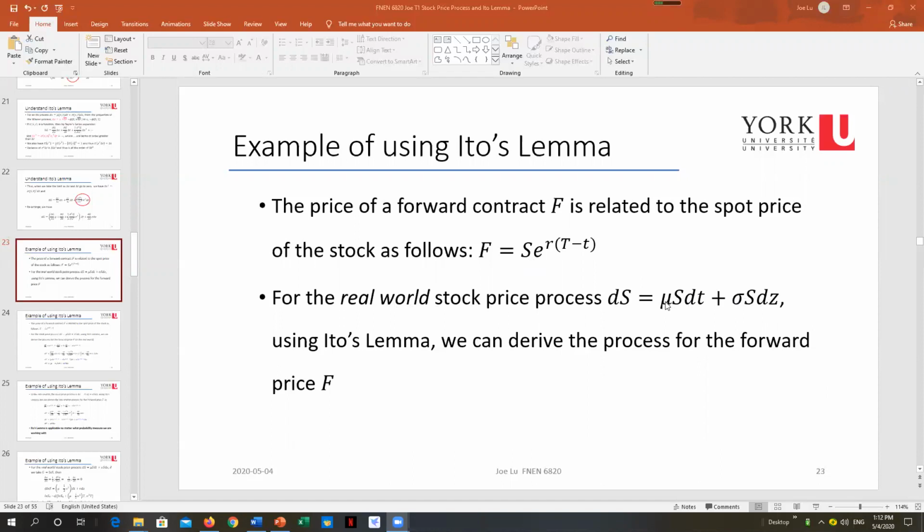Here, mu is a constant parameter, and sigma is another constant. So it's a constant times the state variable S as the drift, and sigma times the state variable S as the volatility term. Now, if S follows this particular stochastic process, then what is dF? With Ito's lemma, you can derive the process followed by F.